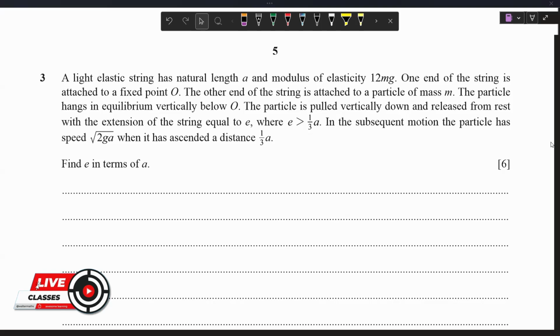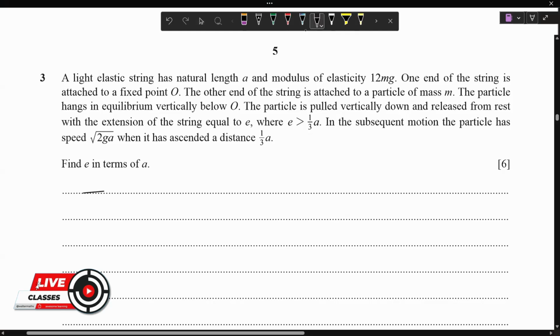It says in the subsequent motion, the particle has speed the square root of 2GA when it has ascended a distance of a third A. Find E in terms of A. All right, so this is a very nice question, and we would want to take a look at it. I'm just going to illustrate what they have given us here.